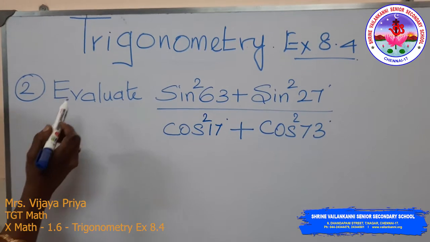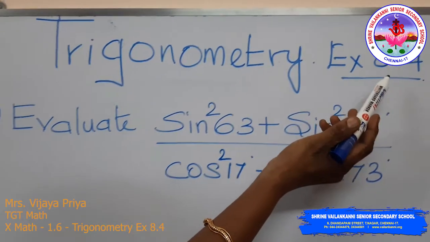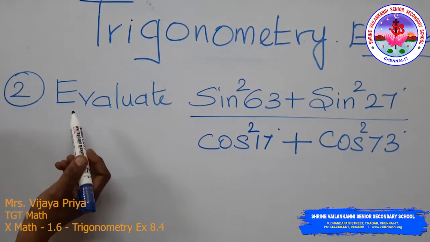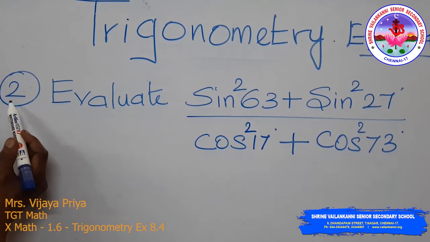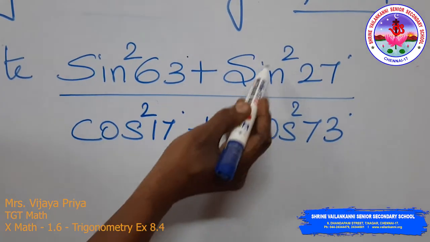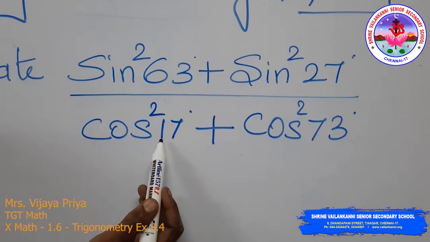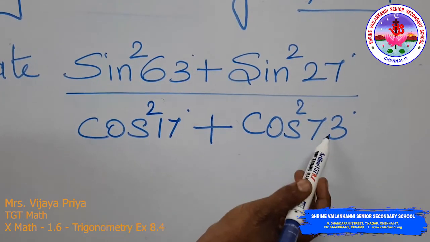Hello students, coming back to the trigonometric topic, exercise 8.4. It deals with the trigonometric identities. Second problem: evaluate sine squared 63 degree plus sine squared 27 degree, the entire thing divided by cos squared 17 degree plus cos squared 73 degree.